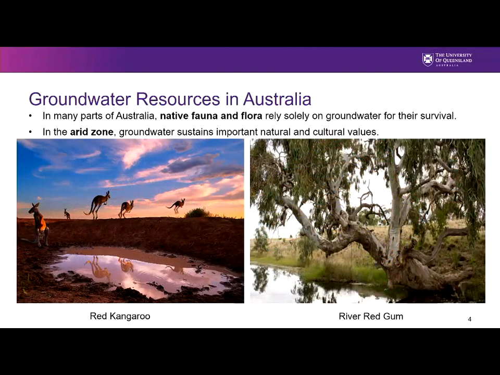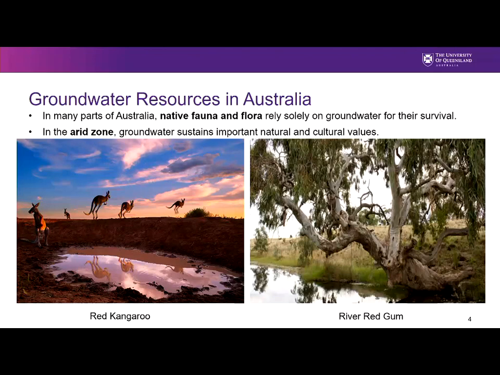Groundwater resources in Australia: native vegetation and animals live solely on groundwater for their survival. I put the red kangaroo here. These kangaroos are very smart at finding water holes. Those water holes are windows to groundwater, which more or less permanently exist even in the drought season so that they can survive.